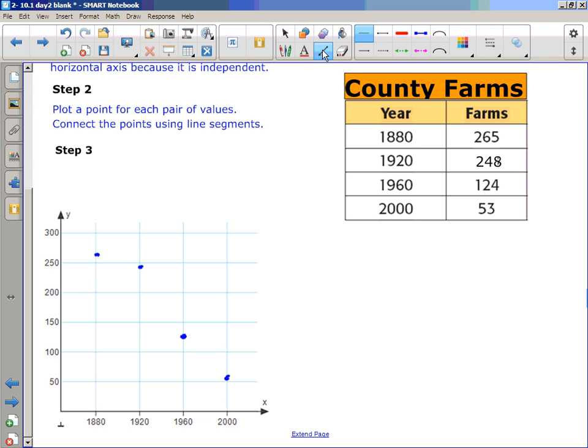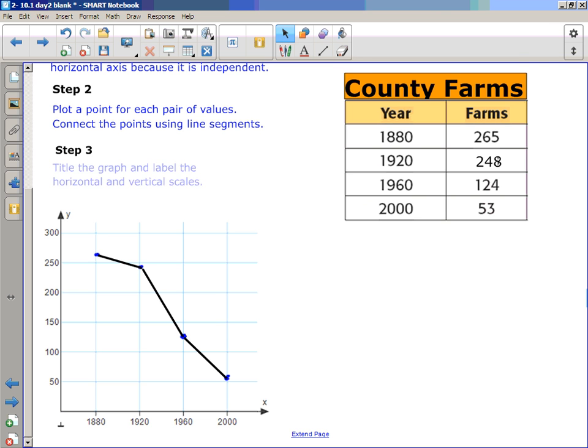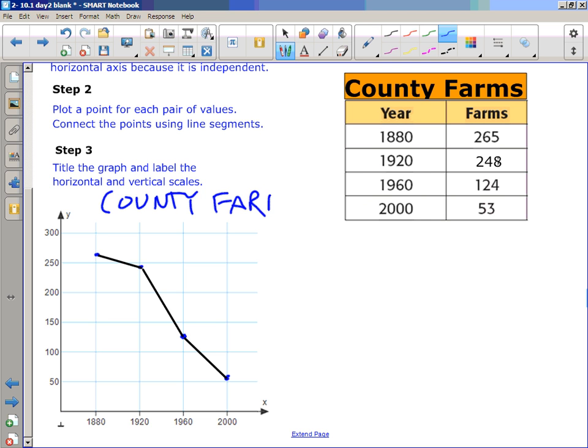You'd get a straight edge. I'll just take my software here and make straight lines. And there you go. We're going to title it County Farms. And you can see the number of farms has been dropping somewhat dramatically since 1920.